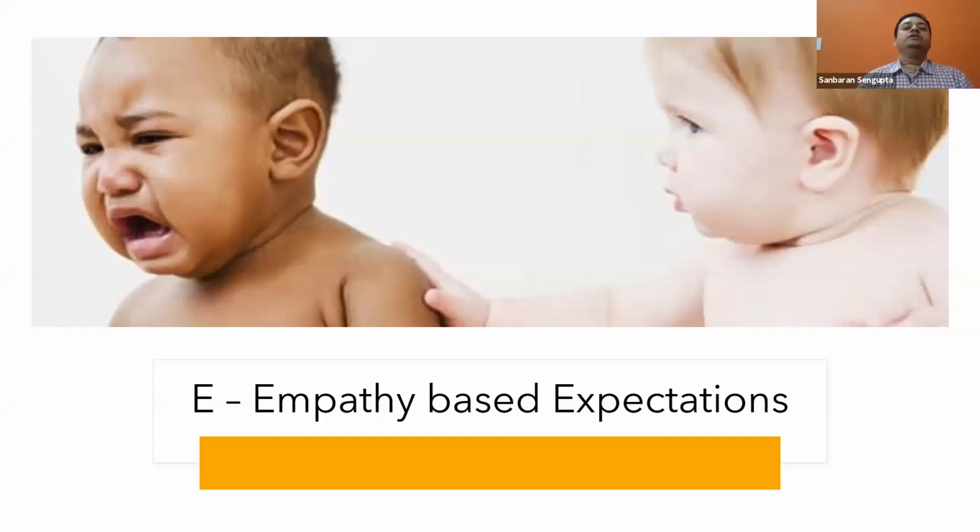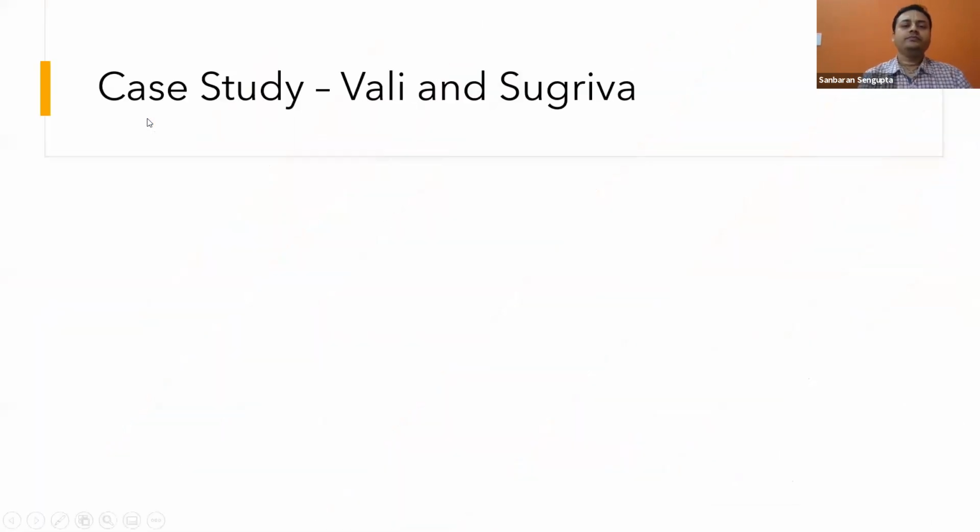And today's case study from Ramayana, we will discuss the case study of Vali and Sugriva. And we'll discuss what happens when there is lack of empathy. This is a very typical story in Ramayana, the ordeal between Vali and Sugriva.